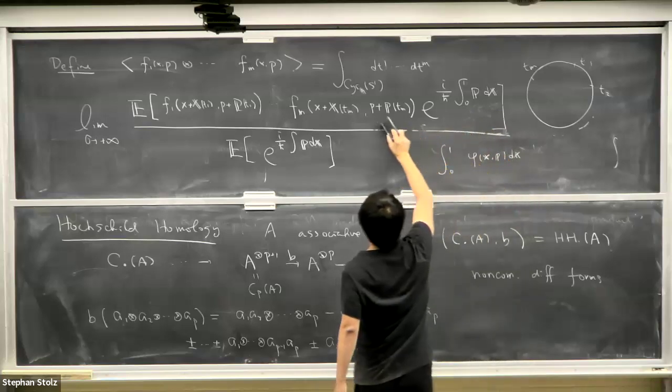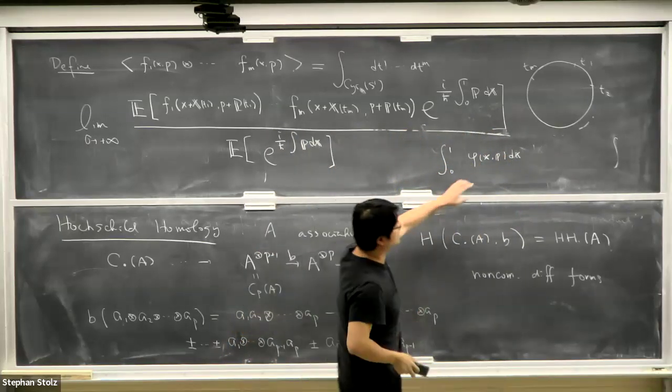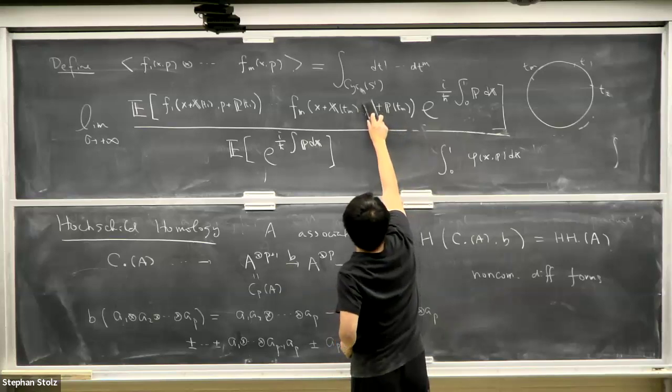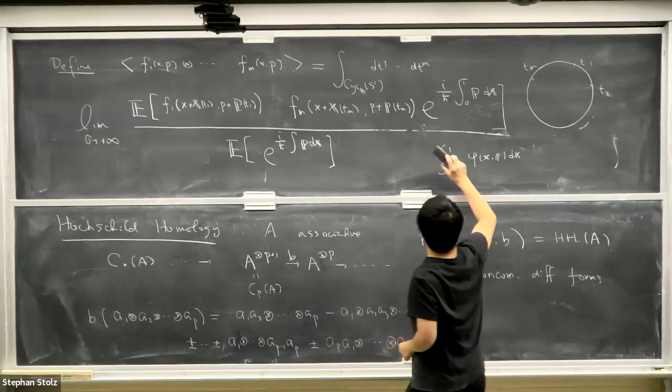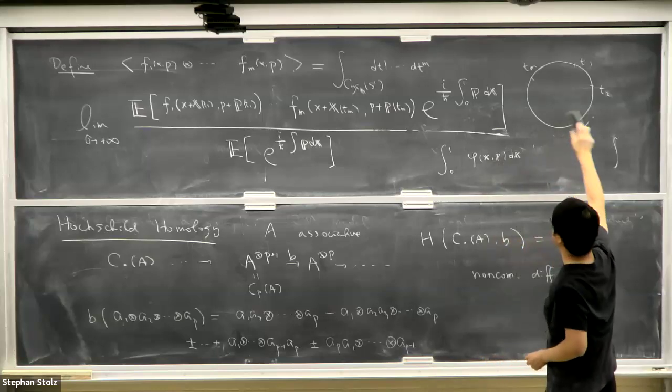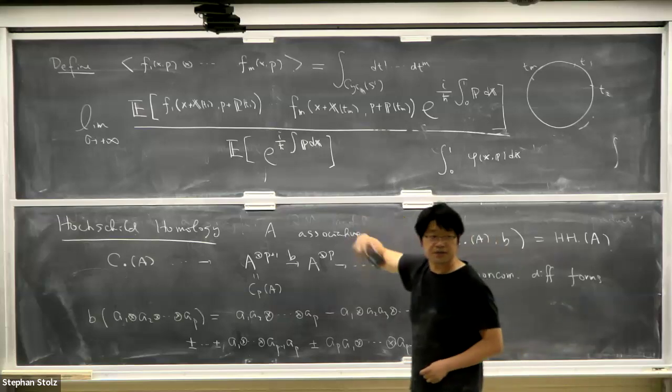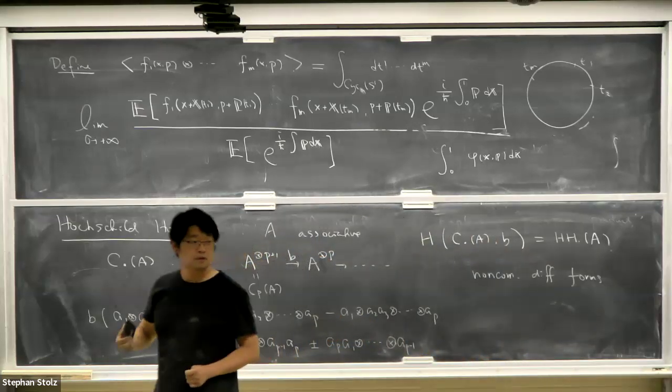You insert these positions at some particular points on the circle, and integrate. This is like a component of the configuration space on the circle with cyclic order. You place points on the circle in a cyclic order. Sorry, I meant the degree of the polynomial.